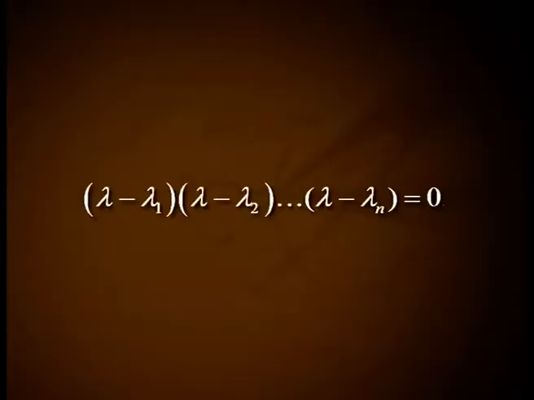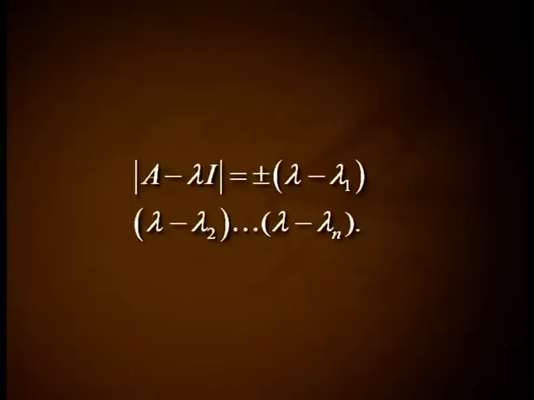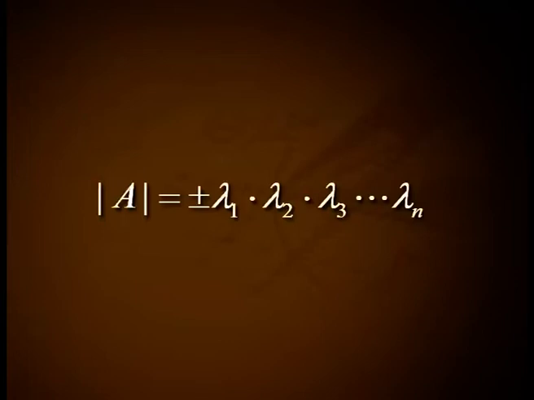Then the characteristic equation is (lambda minus lambda 1) into (lambda minus lambda 2), etc., (lambda minus lambda n) equal to 0. Also, in terms of determinants, the characteristic equation is given by determinant of A minus lambda I equal to 0. From the above two equations, we have determinant of A minus lambda into I is equal to plus or minus (lambda minus lambda 1) into (lambda minus lambda 2), etc., (lambda minus lambda n). On putting lambda equal to 0, the above gives determinant of A is equal to plus or minus lambda 1 into lambda 2 into lambda 3, etc., lambda n. This completes the proof.